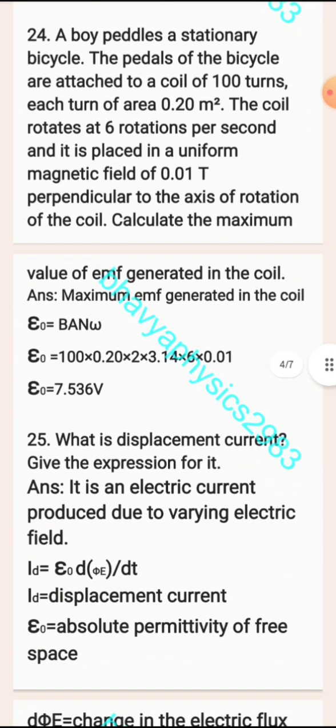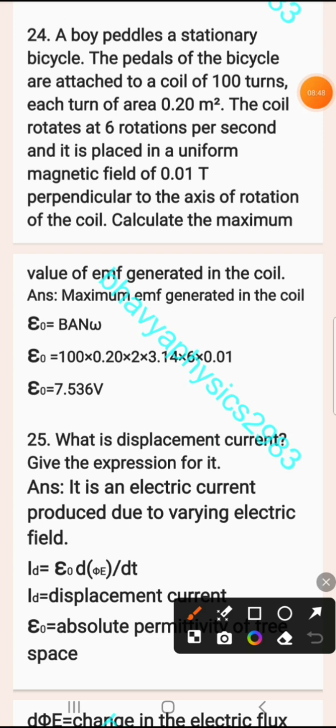The next question is, a boy pedals a stationary bicycle. The pedals of the bicycle are attached to a coil of 100 turns. Each turn has an area of 0.2 meter square. The coil rotates at 6 rotations per second and it is placed in a uniform magnetic field of 0.01 Tesla perpendicular to the axis of rotation. Calculate the maximum value of EMF generated in the coil. This question is from the EMI chapter, electromagnetic induction.